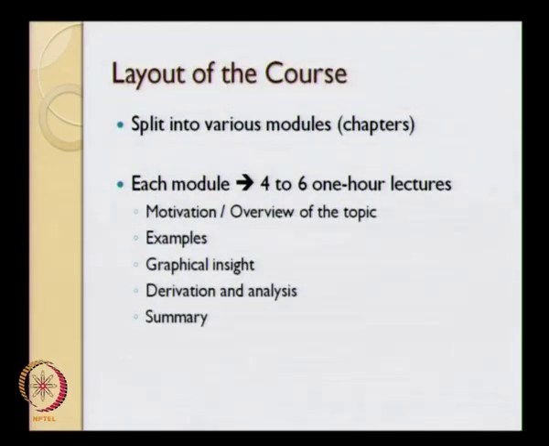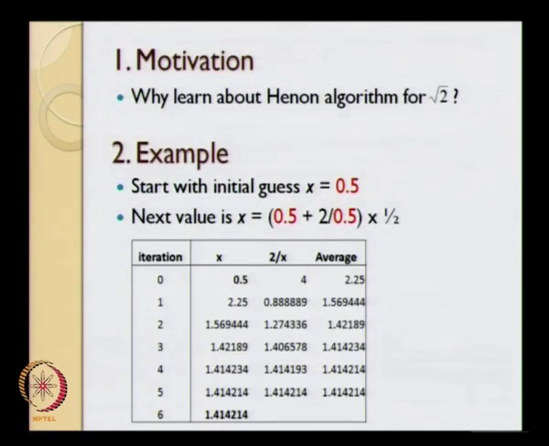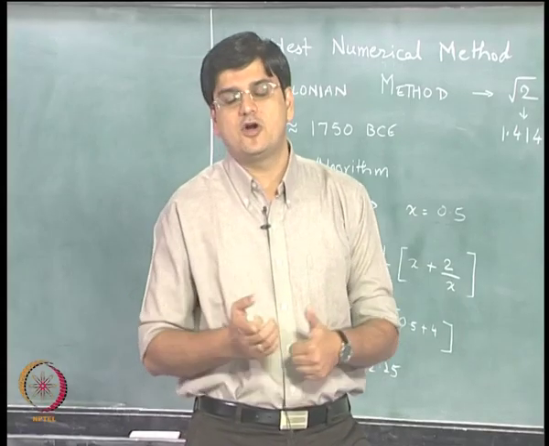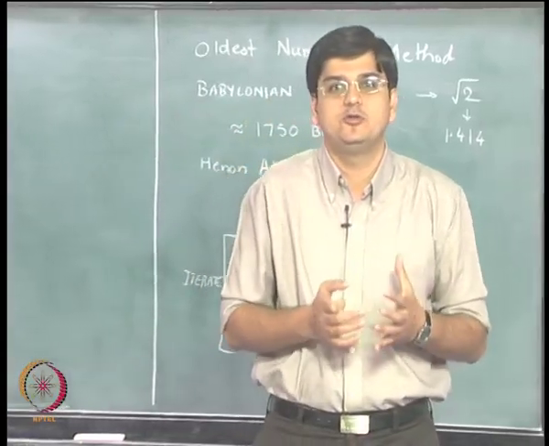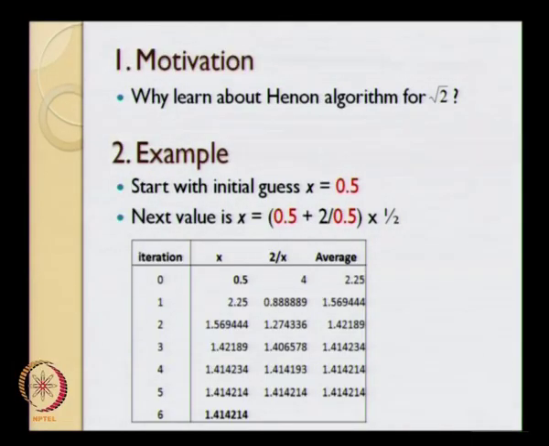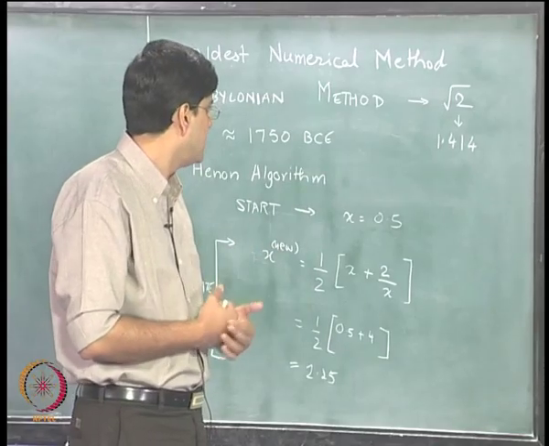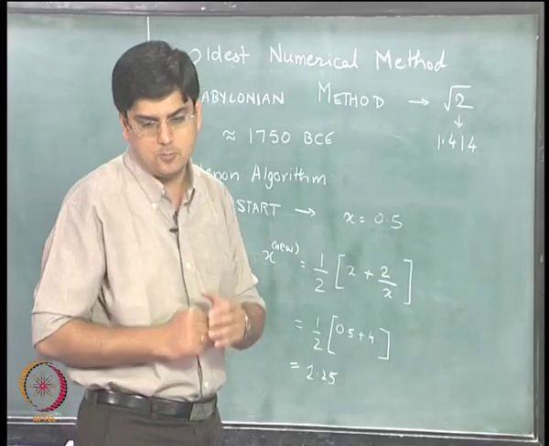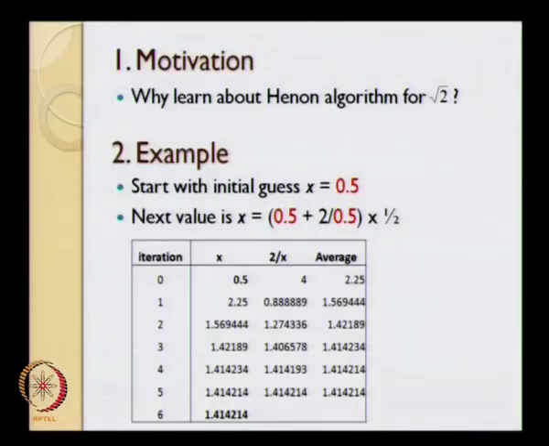Okay. And what I will do is go over how each of these items can be covered for the Heron algorithm that we just looked at for finding the square root of 2. So the motivation is essentially why learn about the Heron algorithm itself, and the reasons are twofold. One is because, well, history is interesting and we are trying to put things in perspective of what people before us thought about how to solve this particular problem. The second reason is that it really is one of the first, or perhaps the first, numerical method, and this simple example poses us very nicely to talk about numerical methods themselves.